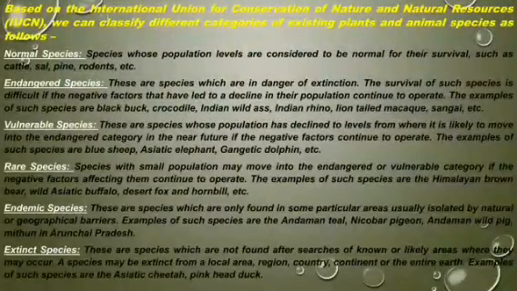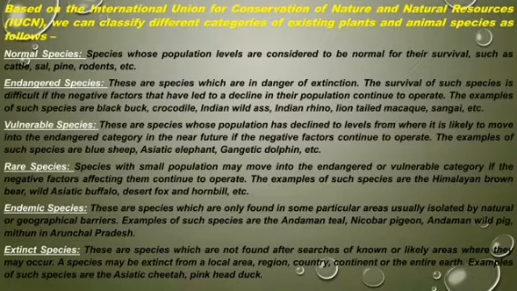Now, based on the International Union for Conservation of Nature and Natural Resources, that is known as IUCN, there are six types of species, likewise normal species, endangered species, vulnerable species, rare species, endemic species, and extinct species. Normal species are those species whose number is normal, neither increased nor decreased. Examples are cattle, sal, pine, rodents, etc. Endangered species are those species which are on the verge of extinction.